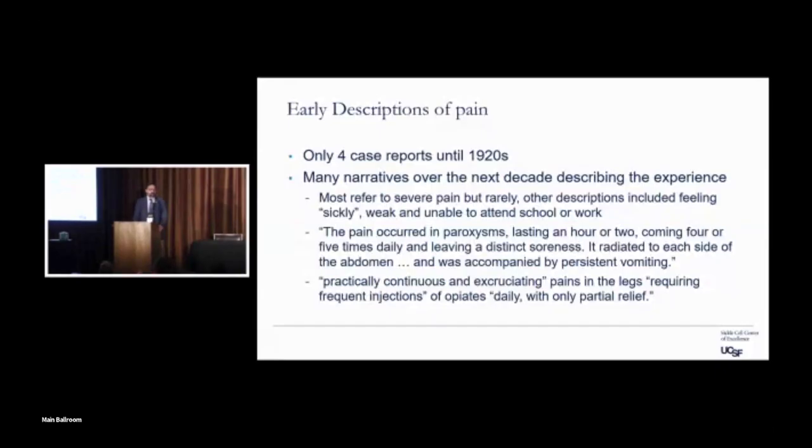A couple of descriptions here. The pain occurred in paroxysms lasting an hour or 2, coming 4 or 5 times daily, and leaving with distinct soreness. It radiated to each side of the abdomen and was accompanied by persistent vomiting. You know, we do try to be objective about our assessments, not try to attribute some feeling or emotion, but you can go a little too far on that, and sometimes only focusing on what the patient's symptoms are really kind of minimizes the impact and the emotional suffering.